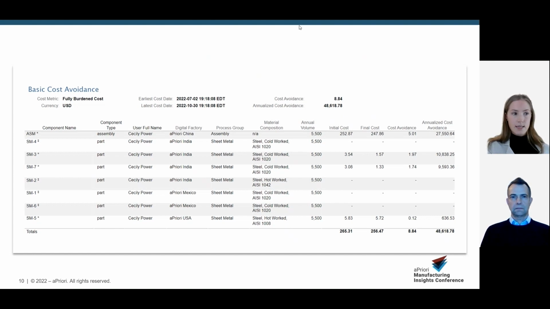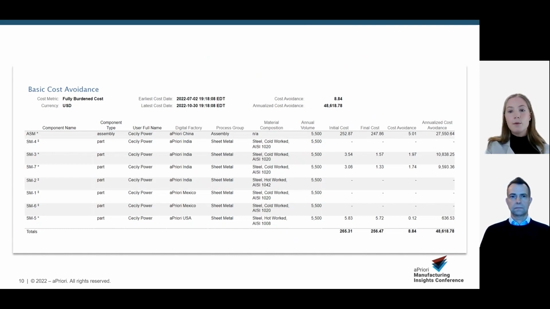And then the report, as it does here, can show that we have saved 12 cents, amounting to $636 of annual cost avoidance. We can also see in this report that other parts or assemblies have associated cost avoidance. And we can see what our total cost avoidance is for this entire portfolio of components.